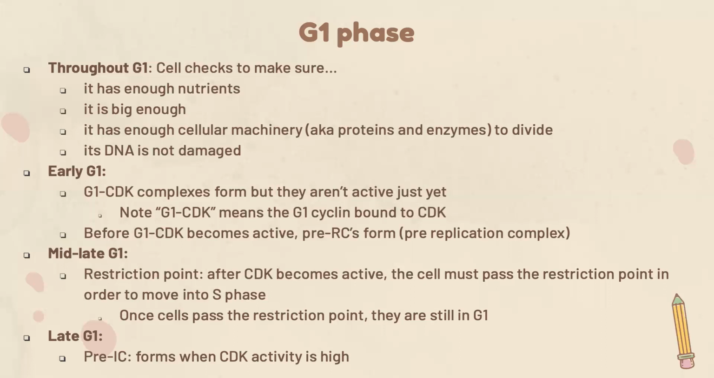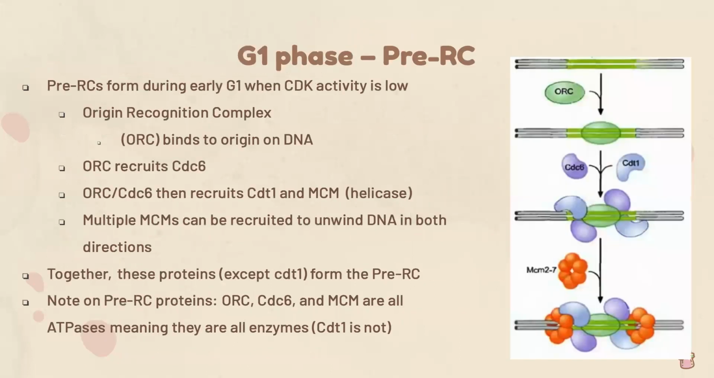And then in late G1, pretty much right before S phase, the pre-IC forms, which is a complex that builds on the previously formed pre-RC. And then this has to happen when the CDK is active. And yeah, we can get into more detail about that too.